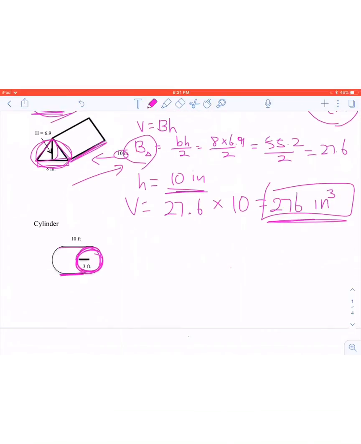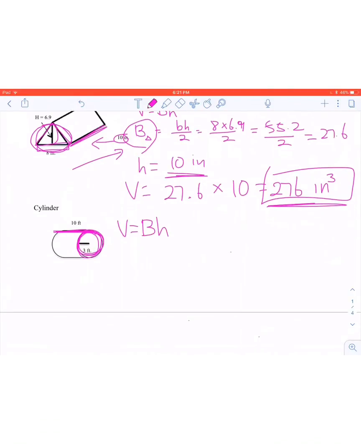Last one is a cylinder. A cylinder has a circular base. That's why it's called a cylinder. So we have to first find the area of this circle and multiply by the height. So the area of the base, then multiply by the height. Again, volume is equal to area of base times height. In this case, our base is a circle. If you remember how to find the area of a circle, we use the formula pi r squared. R is the radius, in this case a 3.